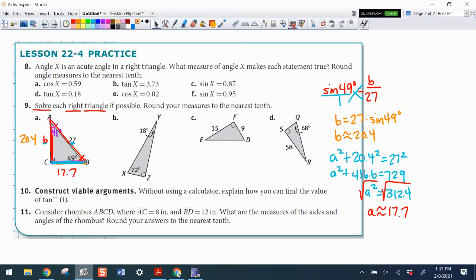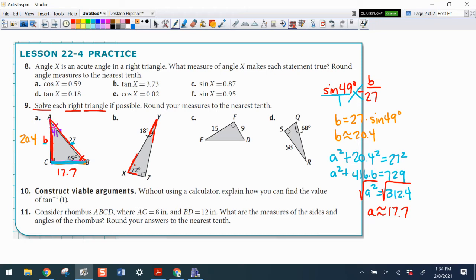Now let's take a look at item B. Notice the information that we're given on item B. We're told not just the measure of one acute angle, in this case angle Y, we're also told the measure of our other acute angle, which we could have found pretty easily because we know these two angles do have to add up to 90 degrees.